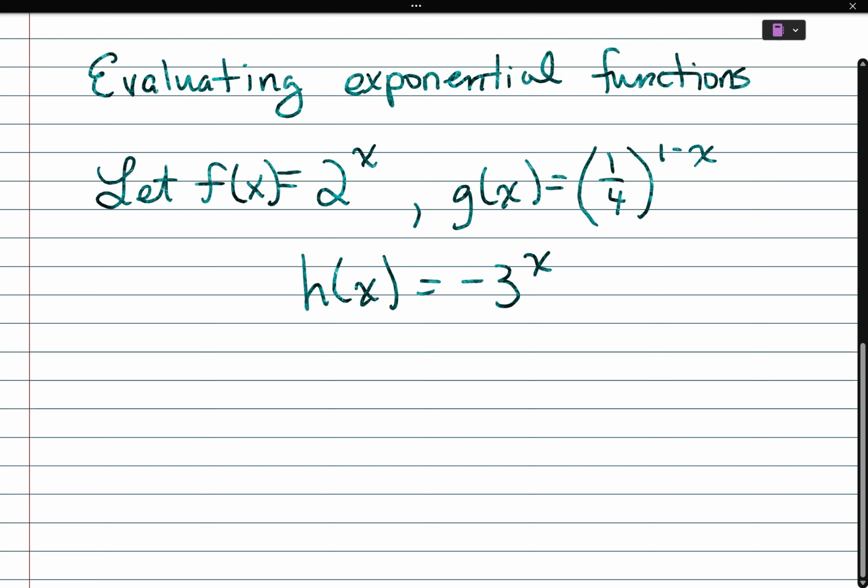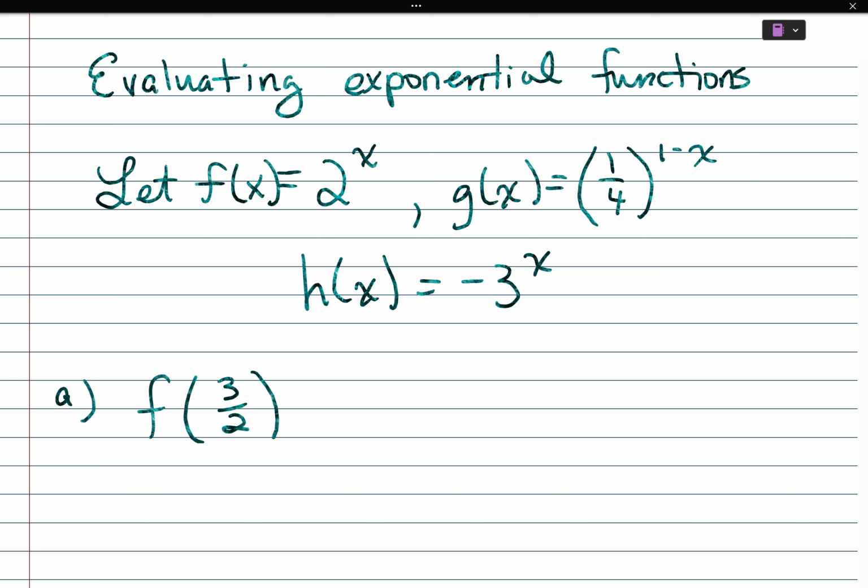Exponential functions. Here we said, let's let f of x equal 2 to the x power. g of x is 1/4 raised to the 1 minus x power. And h of x is equal to negative 3 to the x power. So let's do a few examples here. Let's say we're trying to find f of 3/2. So x is 3/2. We're trying to find the function f, so we're going to use f of x is equal to 2 to the x power, right?